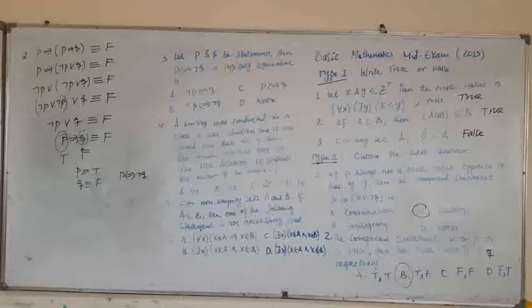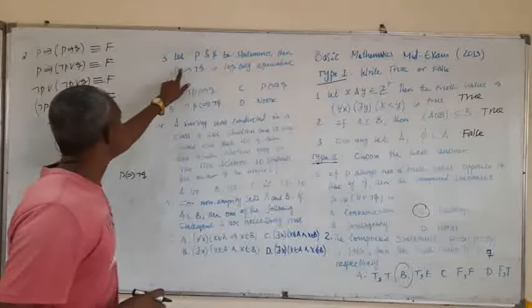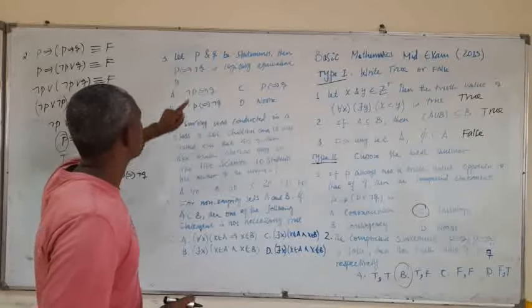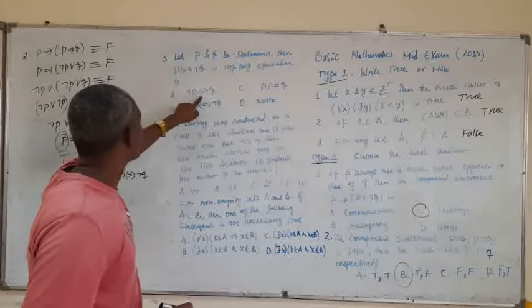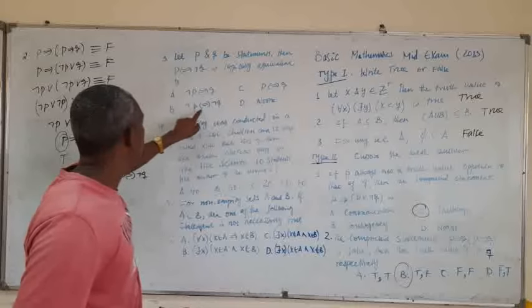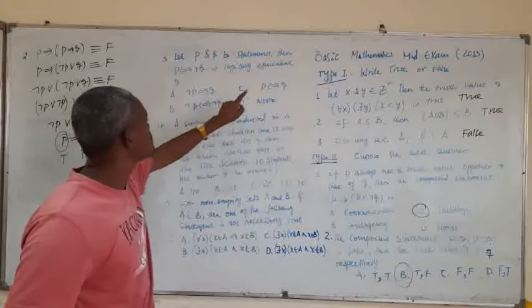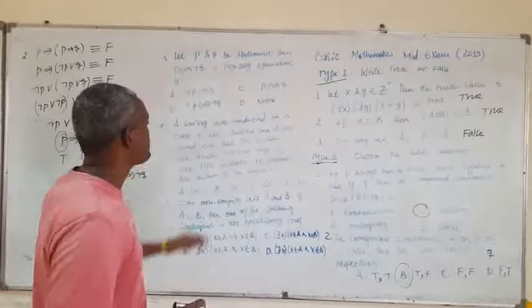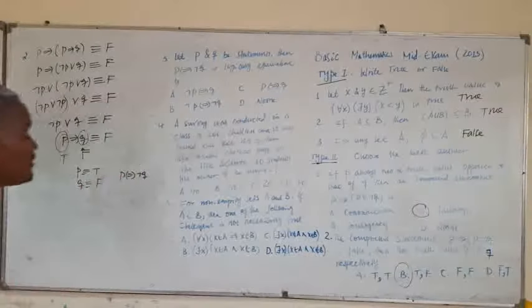So the first one, A, is negation of P implies Q. B is negation of P implies negation of Q. C is P implies Q, and D is none. Which one is it?